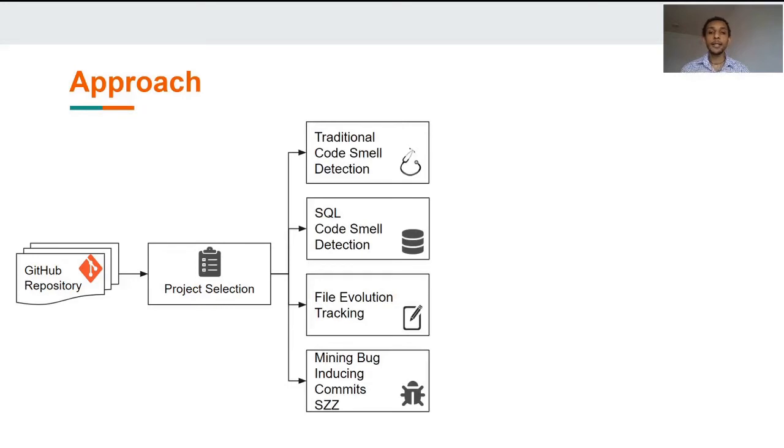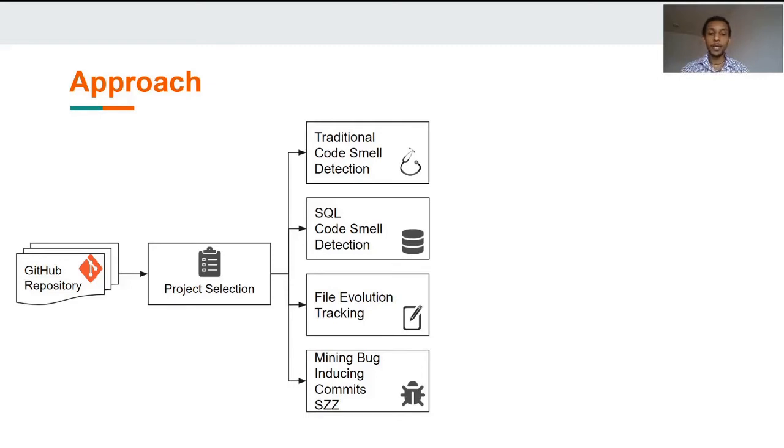Then in the second stage, we did code smell detection. For traditional code smell detection, we used DECOR, and we used SQLInspect for SQL code smell detection. We took a snapshot of each project every 500 commits to get different snapshots for each project. For that, we need to track changes such as renaming, addition, and deletion, so we implemented that logic.